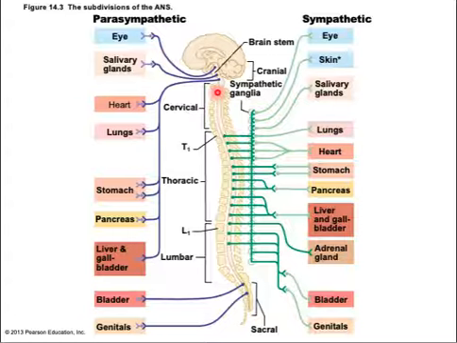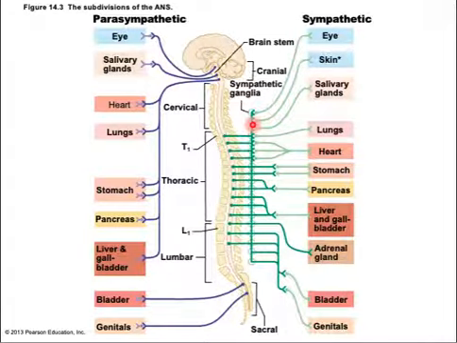You can see a schematic here with the parasympathetic division on the left in purple and the sympathetic division on the right in green, okay? In the parasympathetic division, notice the long preganglionic and short postganglionic neurons, right? And in the sympathetic division, notice the short preganglionic and long postganglionic neurons, but notice how many of the targets are shared, all right? Notice also in the sympathetic division that most of the preganglionic neurons synapse in something known as the sympathetic chain ganglia, which lie on either side of the spinal cord outside the vertebral column.